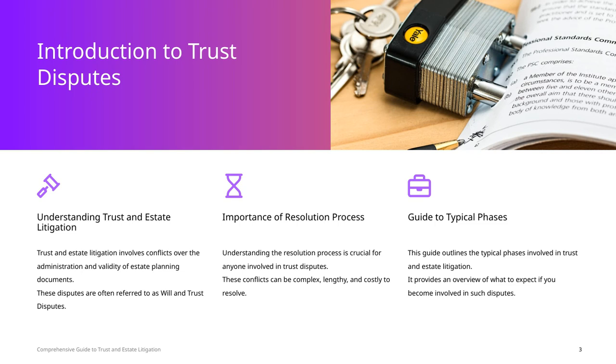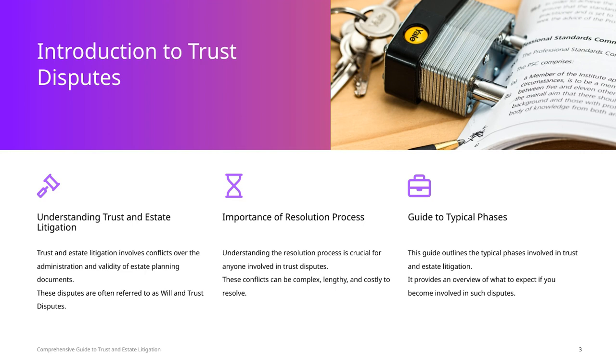Trust and estate litigation is essentially about conflicts that arise over how estate planning documents are managed and whether they're valid. These disputes are often called will and trust disputes, and they can involve a variety of issues, from disagreements over the validity of a will to disputes about how assets are to be distributed. Understanding the nature of trust and estate litigation is really important for anyone who might find themselves involved in these conflicts. The resolution process can be quite complex, often taking a significant amount of time and resources. That's why having a clear understanding of how these disputes are resolved is so valuable.